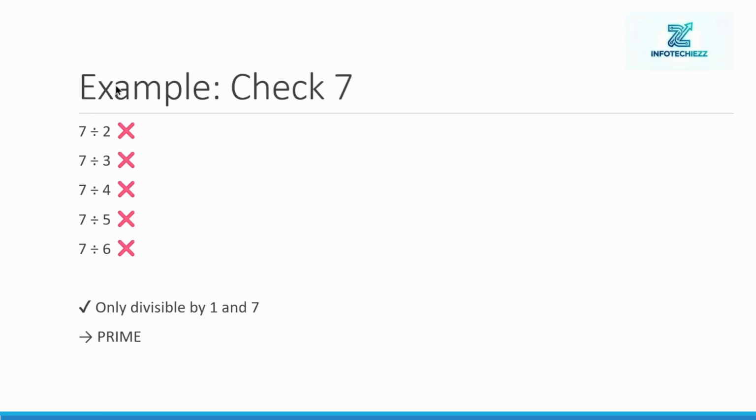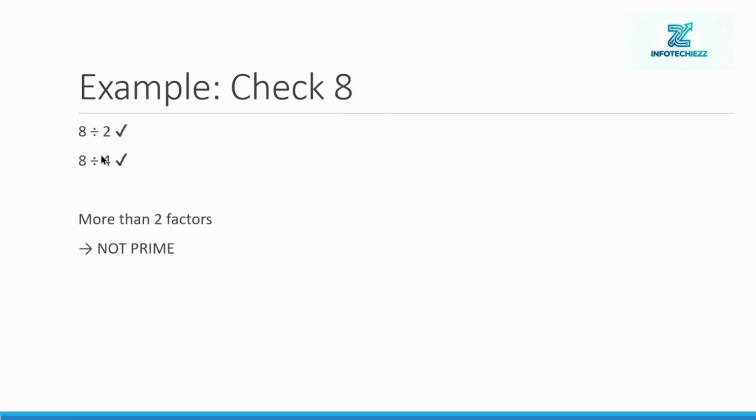And 7 divided by 3, here also we don't get a remainder of 0, so this is not a factor. And 7 modulo 4 is also not a factor. And 5 is also not a factor, and 6 also. So 7 will be divisible by 1 and 7 only. So that is a prime.